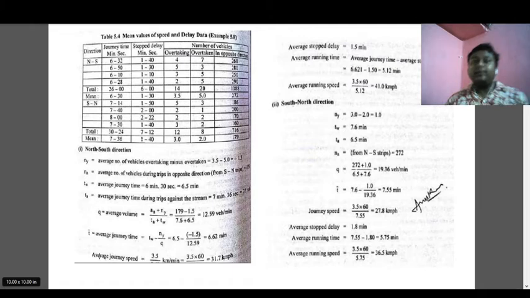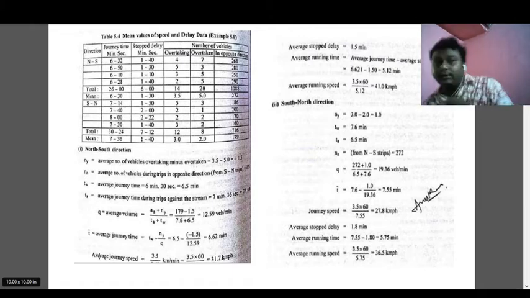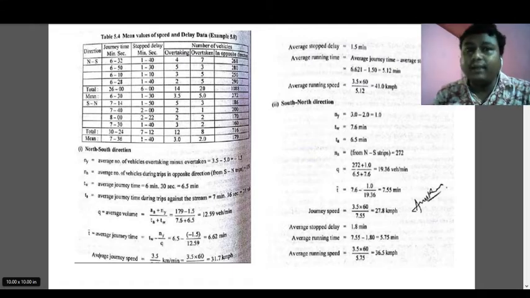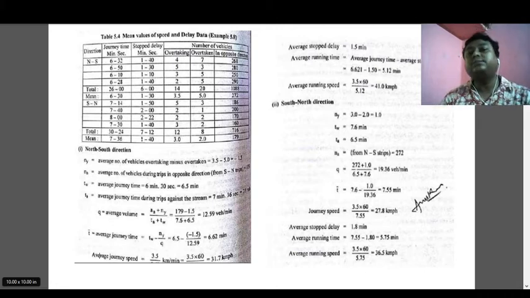So for running speed, we have to find out the running time, and for running time we have to find out what is the total delay. So the total journey time minus the delay time is equal to your running time. Okay, so there is a simple difference between the journey time and the running time.